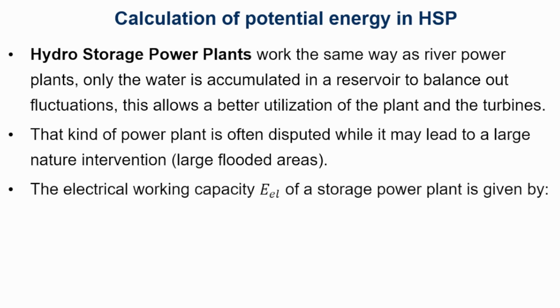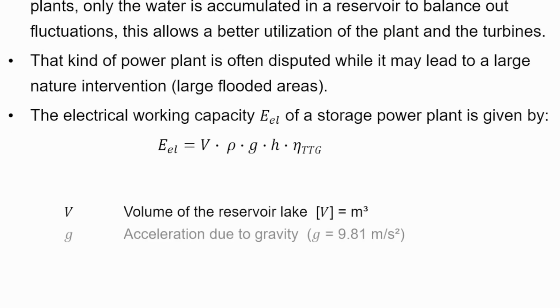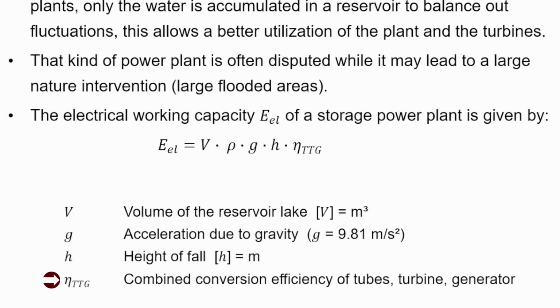The electrical working capacity, E_el, of a storage power plant is given by the volume times the density, times the acceleration of gravity, times the height, and times the combined efficiency of turbine, tubes and the generator. The height is also expressed as a height of fall in meters.